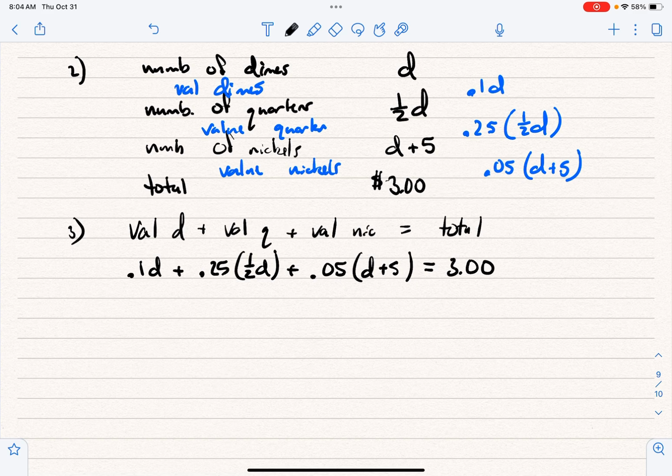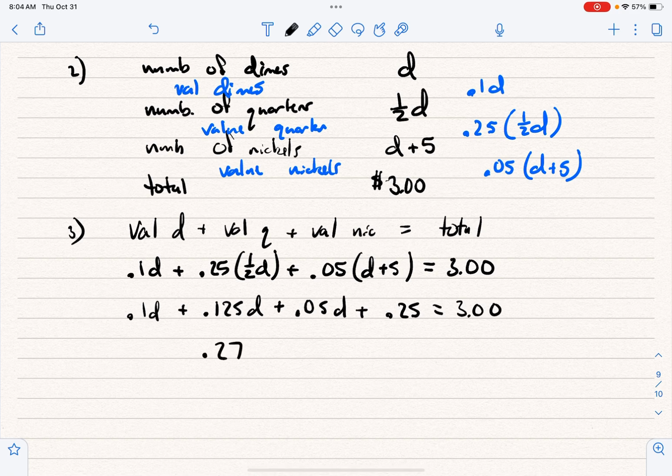Now let's just go down the list. A fourth of a half is an eighth, which is 0.125. So I got 0.1 D plus 0.125 D plus 0.05 D plus 0.05 times 5 is 0.25, the only one that doesn't have a D on it. I can combine all the rest of them, and I'll have 0.275 D plus 0.25 equals $3. Subtract the 0.25 from both sides, and I get 0.275 D is equal to 2.75.